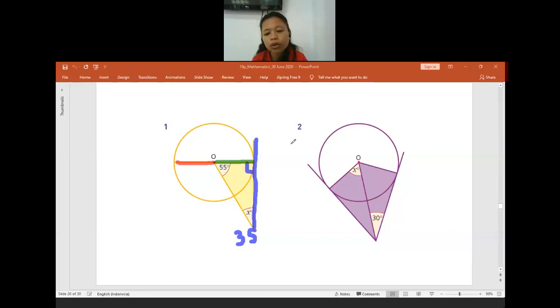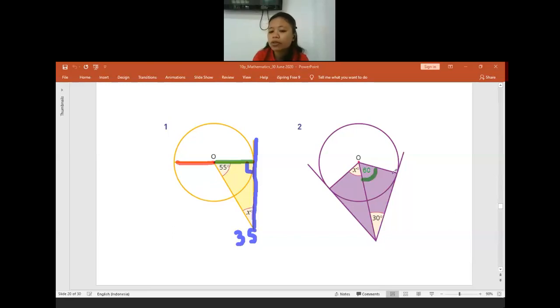In question 2, would anyone like to help me find how many degrees x is? 30. Are you sure? I disagree if you answer 30. 60. Yes, it will be 60. Thank you. How to get 60? In this part, it will be 60. Can you see the green number that I made? This part is equal to 60.